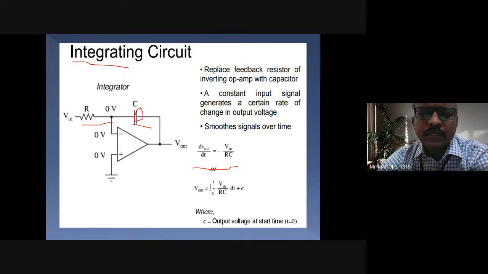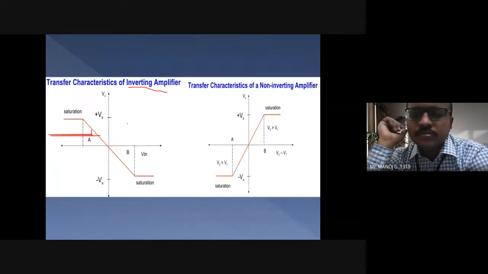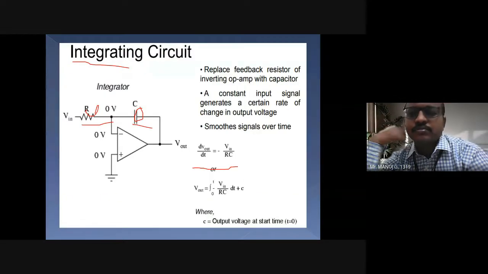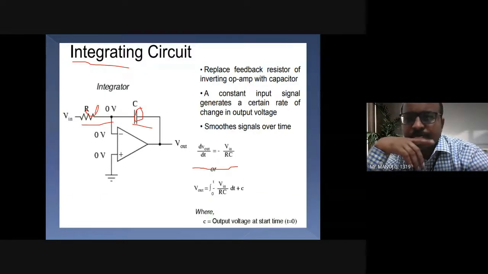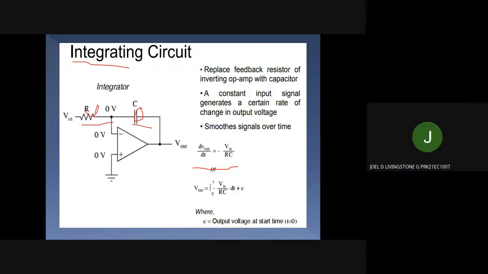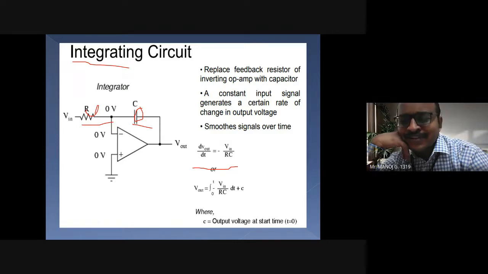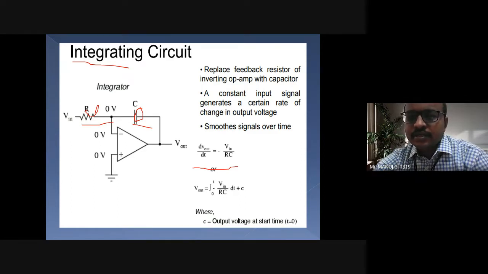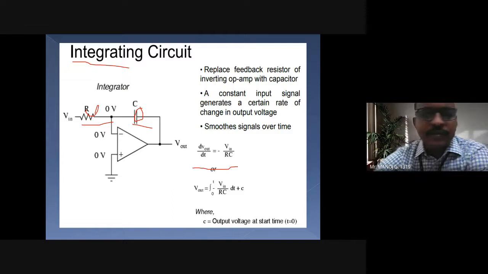Integrator, you have a C and an R. For differentiator, the resistor will be across your output and input. You have a resistor and a capacitor. Now for integrator, what would be the case?